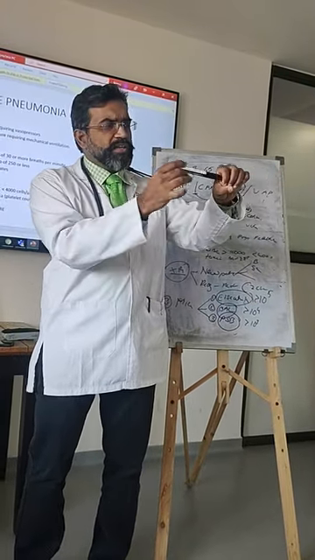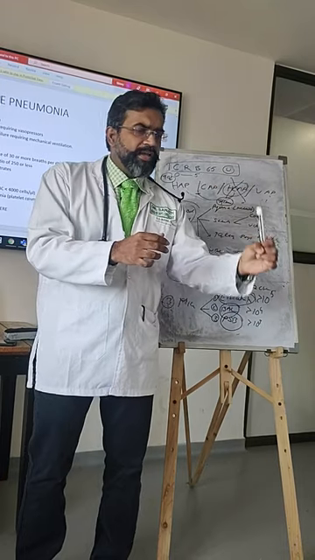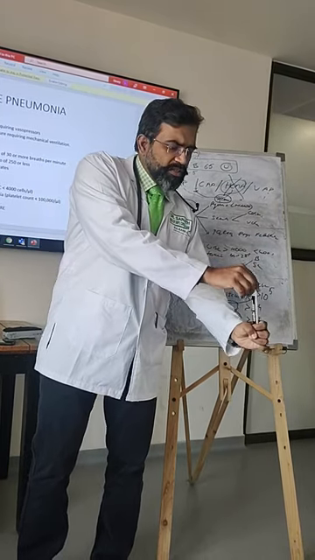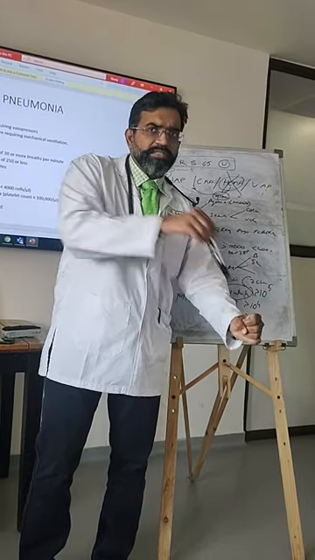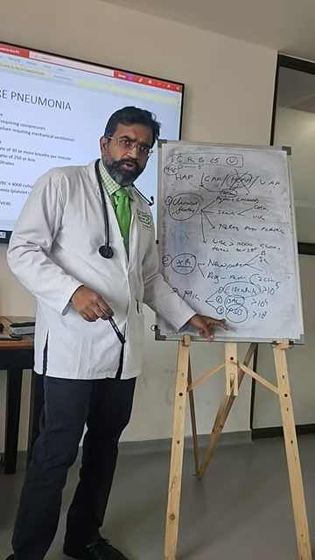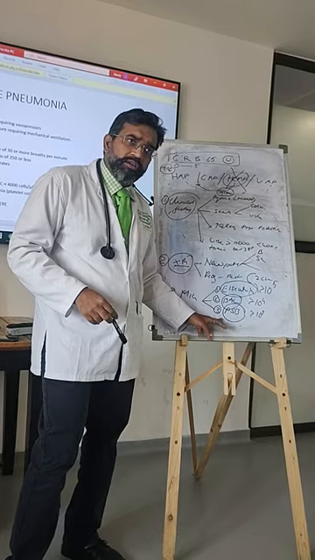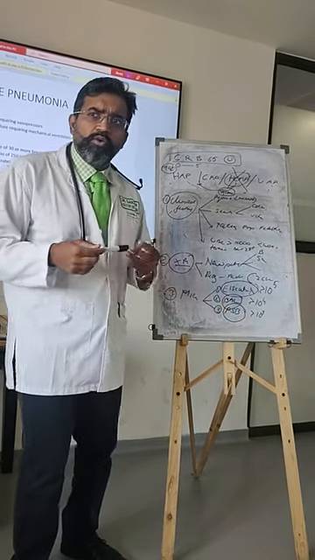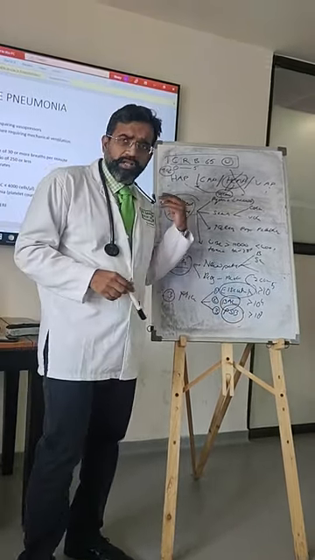The entire brush is inside the scope, so it does not get contaminated as it goes inside. Once it goes inside, it takes the specimen and comes outside. That is called protected specimen brushing. We don't resort to this as of now. Clear? So more often than not, you will do away with the ET secretions for culture.